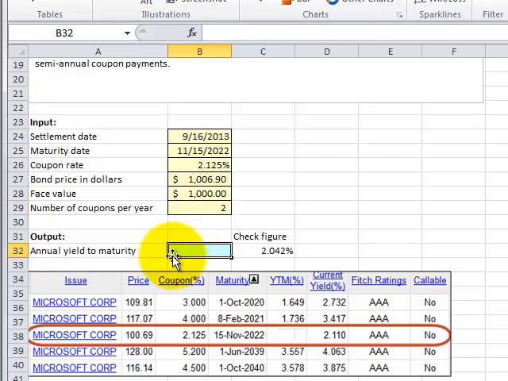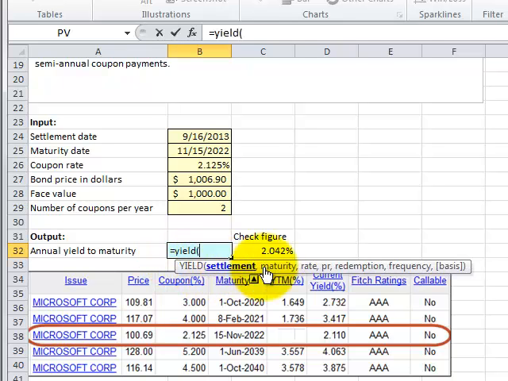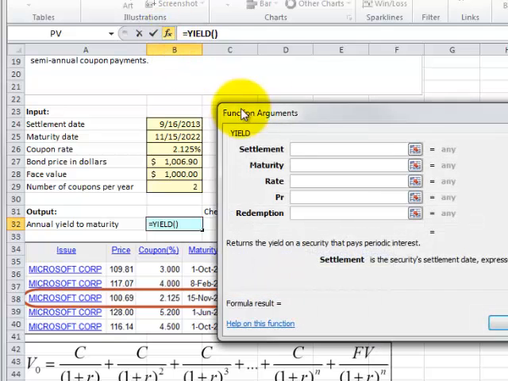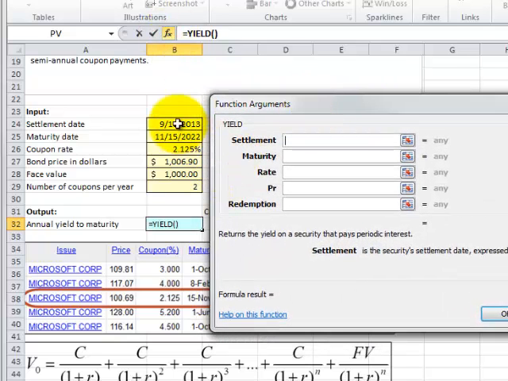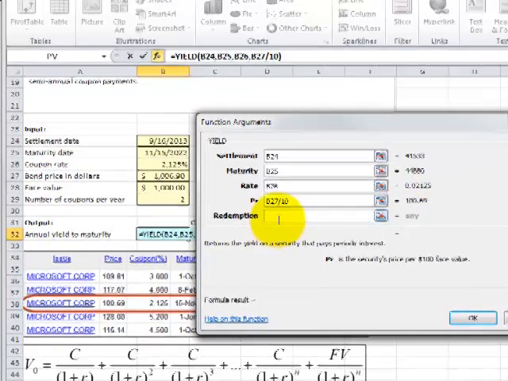We'll start from scratch. We'll type equals yield and the left parenthesis, and Excel prompts us for the input parameters. As we did before, let's go up to the top here, click on the function argument box, and enter our parameters. The first parameter we need is the settlement date, then the maturity date. Here rate refers to the coupon rate on the bond, and PR is the price per 100 of face value. Now I entered this price as a dollar price, so we'll have to divide by 10 to get back to our quoted price. If I had simply entered the quoted price, we would not have to make the adjustment here.